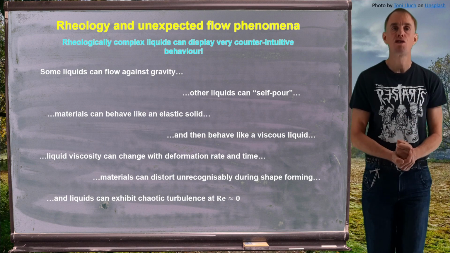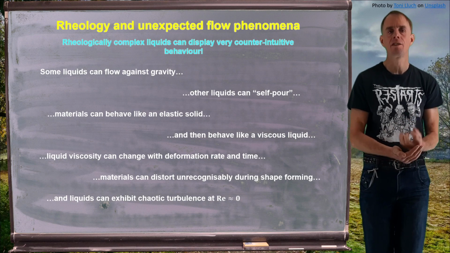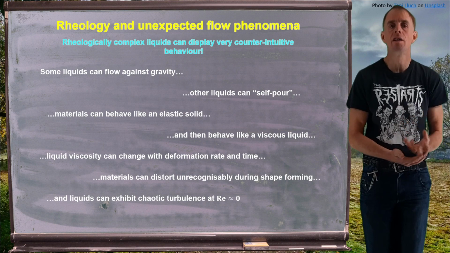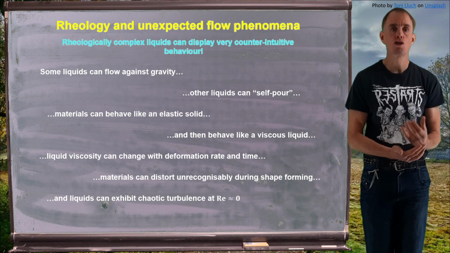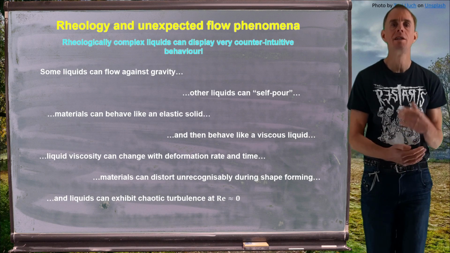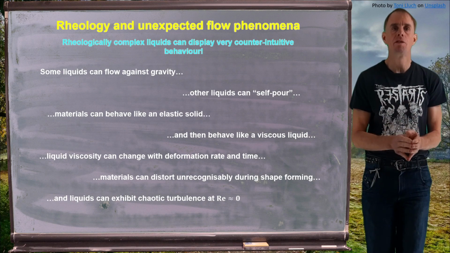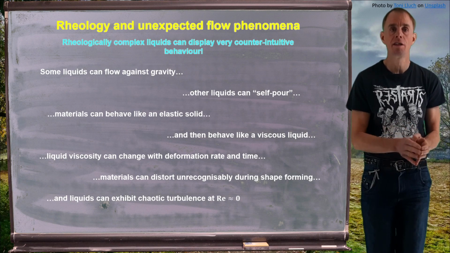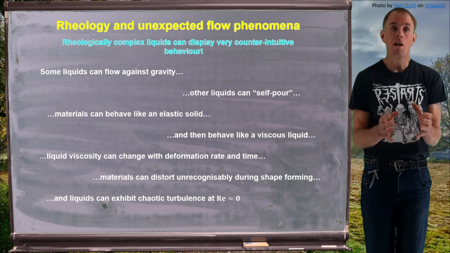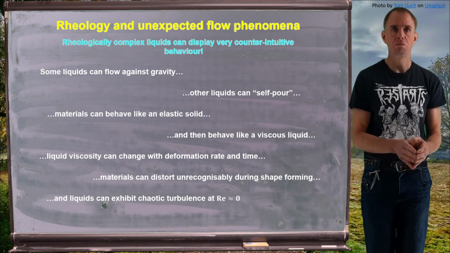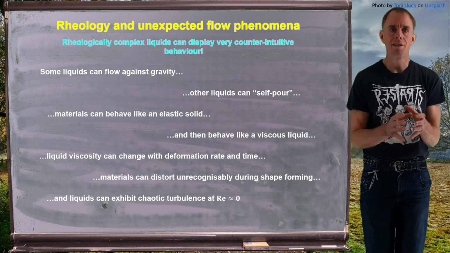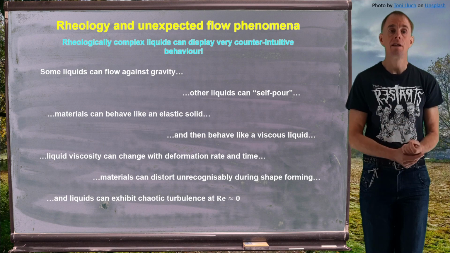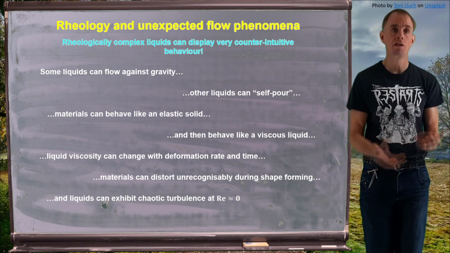When we were talking about extruding breakfast cereals, I alluded to the fact that some materials can distort unrecognisably during shape forming, something that we call die swell or extrudate swell. And so we need to understand why this happens, and it's all down to retained stress in the material and how those stresses relax, because stresses will cause flows, and sometimes those flows end up completely destroying the shape forming that we've just done.